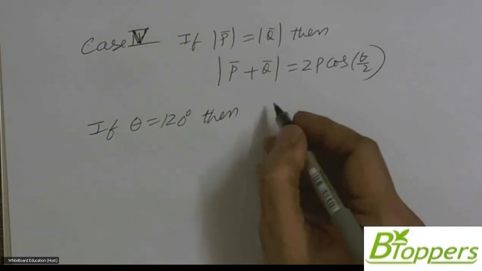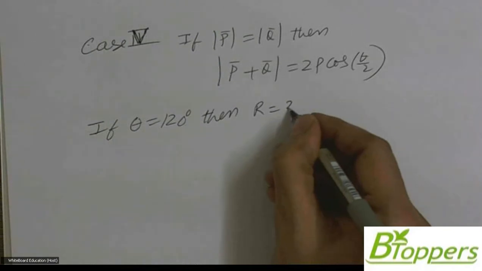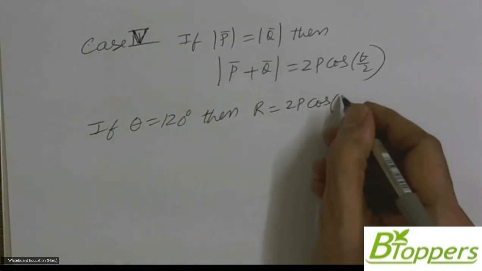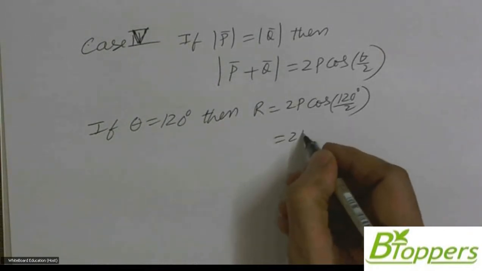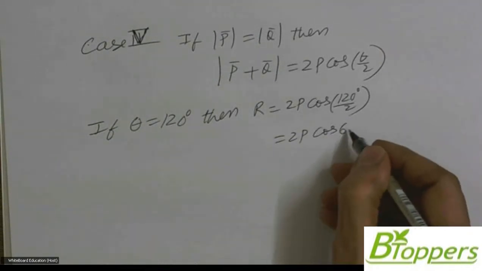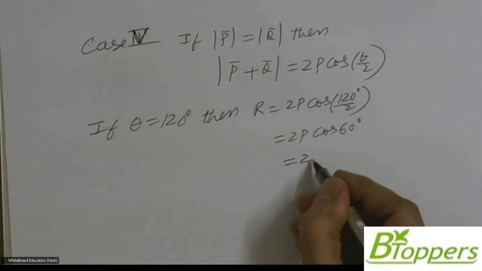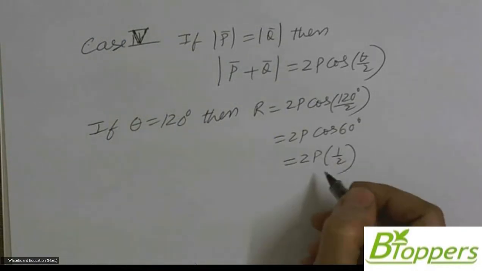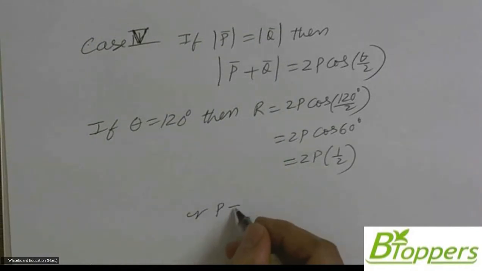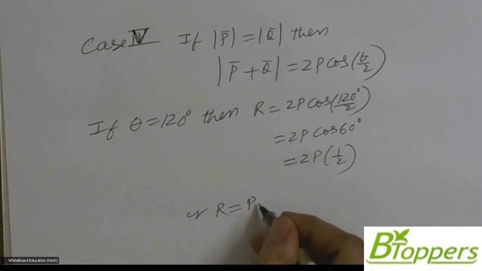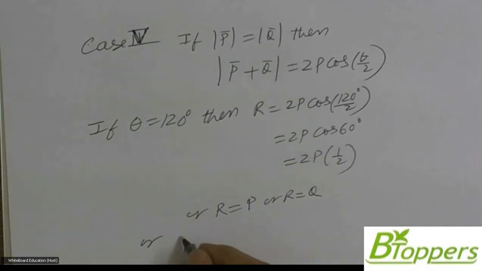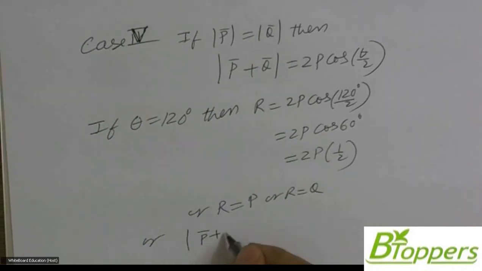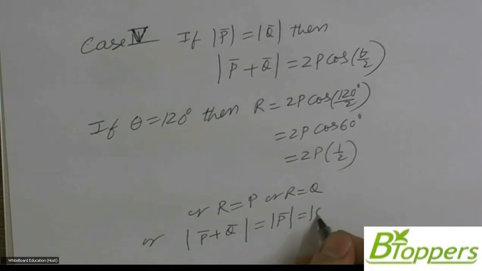Then we can substitute theta equal to 120 degrees on the right hand side. R equal to 2p into cos theta by 2, that is cos 120 degrees by 2, 2p cos 60 degrees, 2p into cos 60 degrees, which is 1 by 2, so you can write r equal to p or r equal to q. That means in this case, the magnitude of the resultant of P bar and Q bar is same as the magnitude of P bar or same as the magnitude of Q bar.